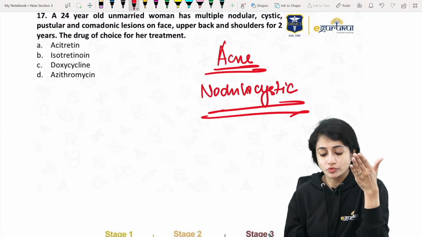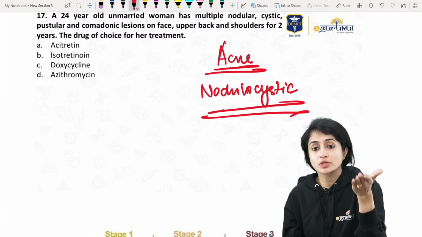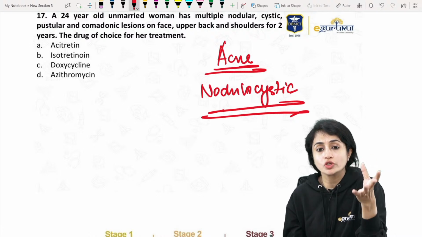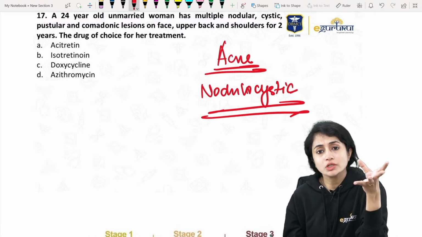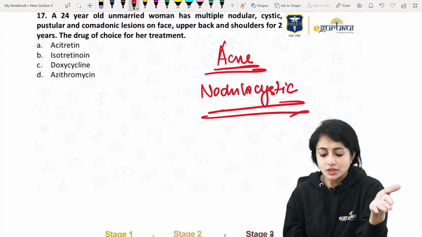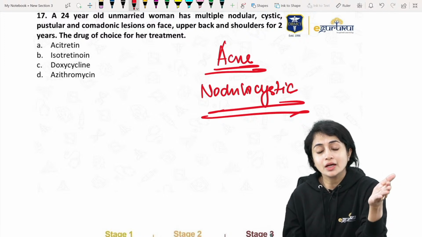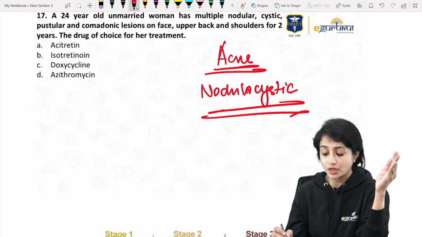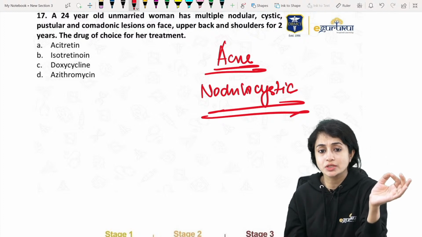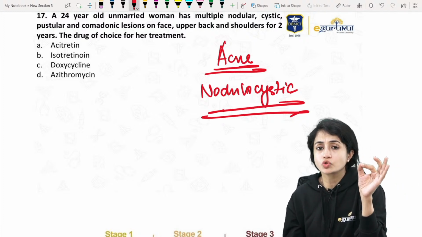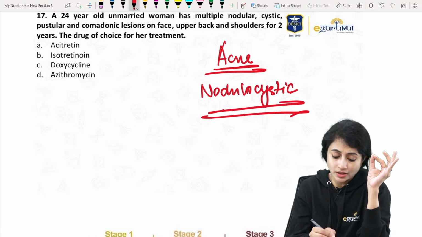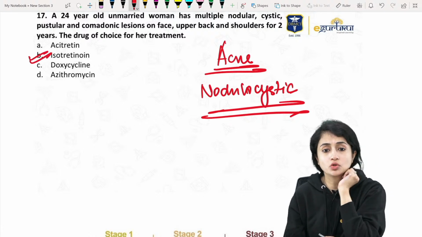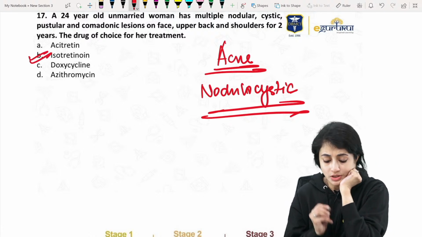Okay, so they are talking about comedones. Comedones are a classical lesion of acne. They are nodules, they are cysts, they are pustular lesions and comedonic lesions. This is nothing but acne, and by giving the description of lesions, they are telling you that it is nodulocystic acne. The drug of choice for nodulocystic acne is oral retinoids, which is isotretinoin.